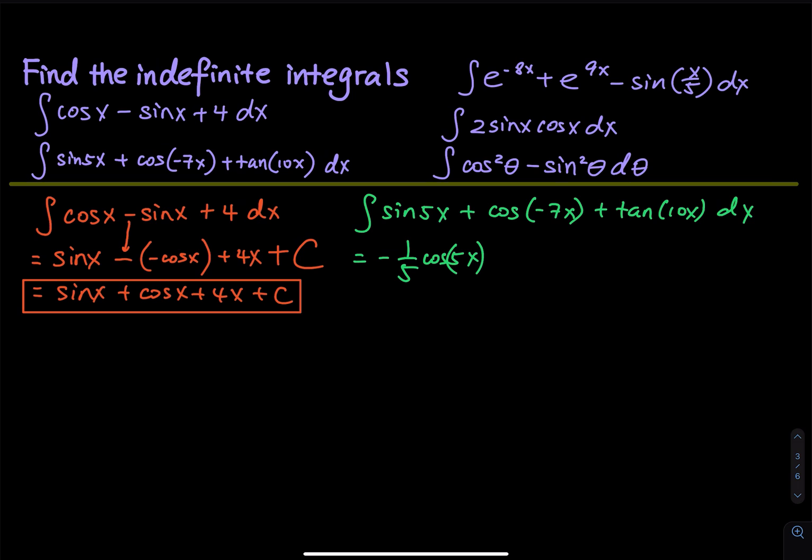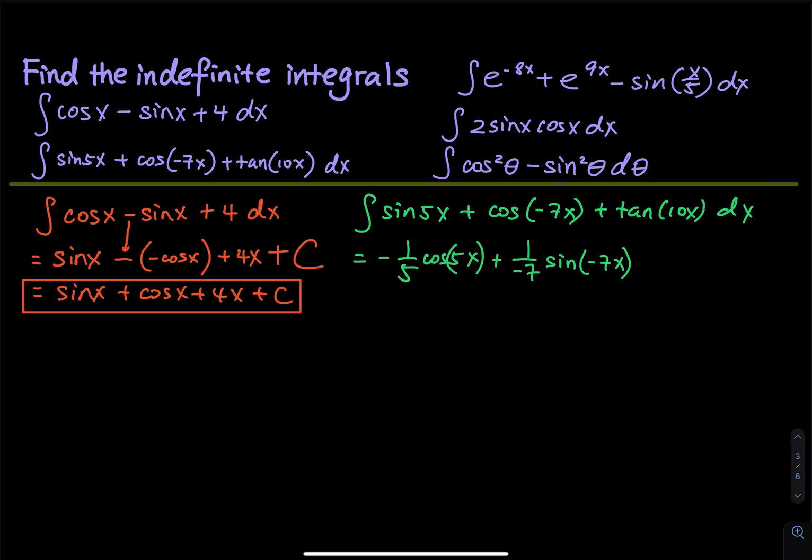Let's try the cosine. The integral of cosine is equal to sine, so you have sine of negative 7x, but when you take the derivative of that, you have a cosine of negative 7x. By the chain rule, that produces a negative 7. But I didn't give you a negative 7 in the integrand. So to get rid of the negative 7, you have to do a 1 over negative 7. So now when you take the derivative of this, you will be able to get back to the integrand.